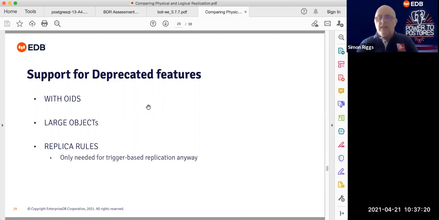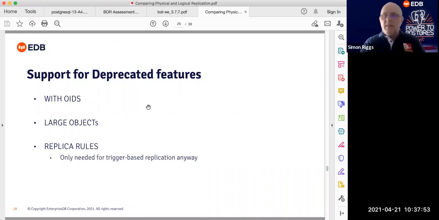Yes, the DDL needs to be the same on the origin and the target nodes in order to make logical replication work, but that's also true with physical replication. So there's no easy thing to do there. BDR does support disparate replication in the sense that you can replicate from one table to another table with columns added. So that's quite an interesting additional feature with BDR.